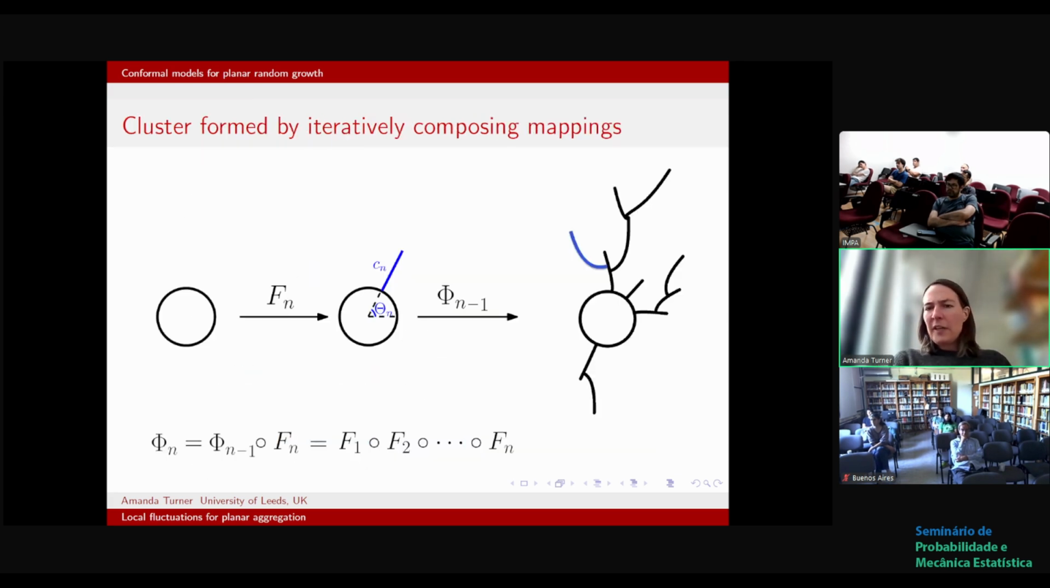Okay, so before I move on, any questions about the construction of the model itself? Okay.